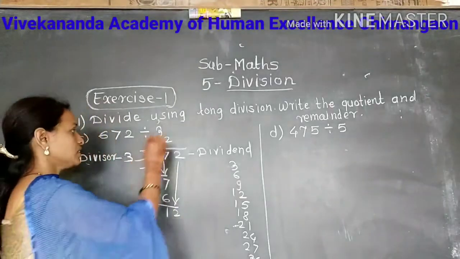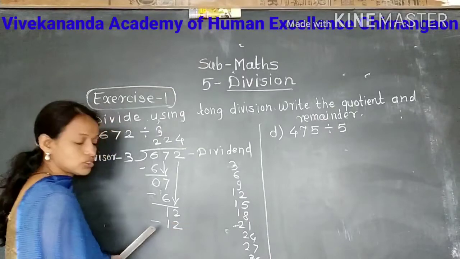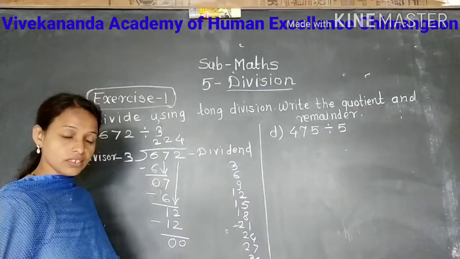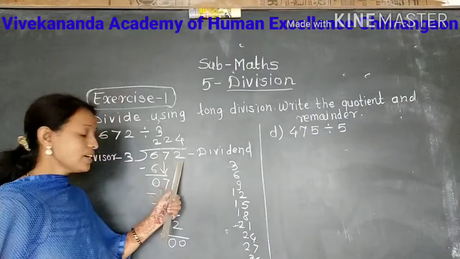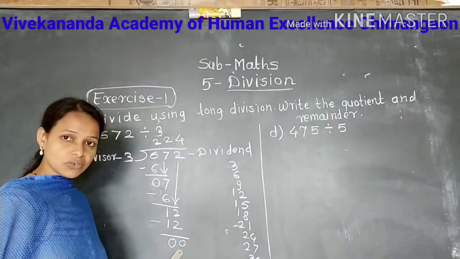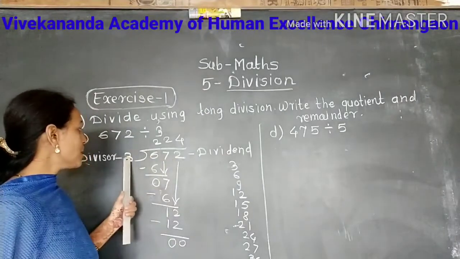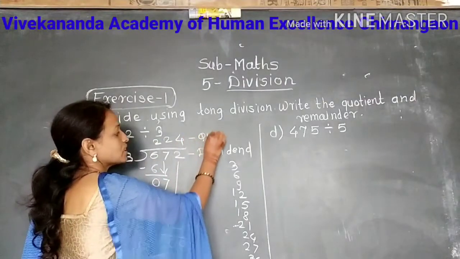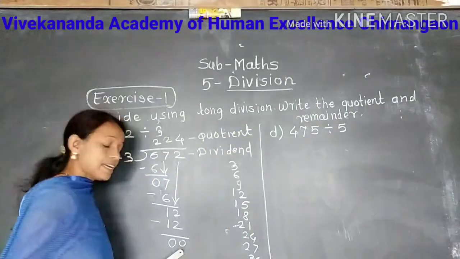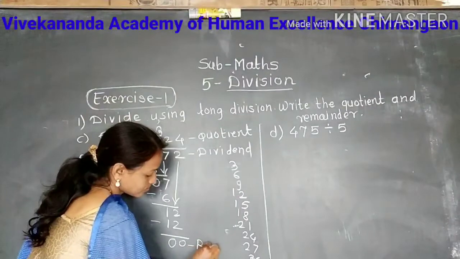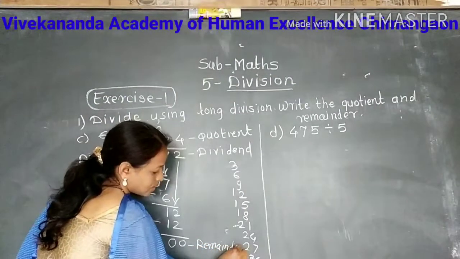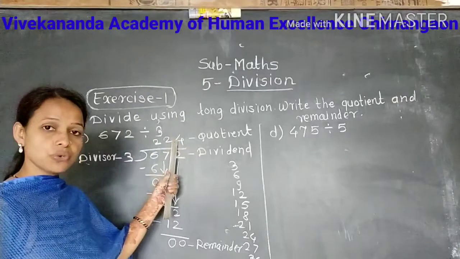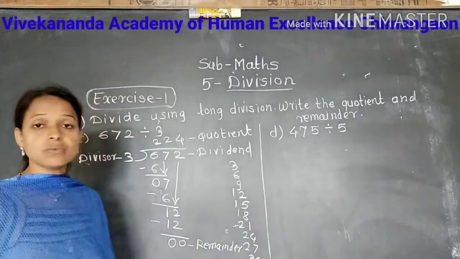3 fours are 12. 2 minus 2 is 0, 1 minus 1 is 0. Now all the digits have been divided and the leftover number is 0. So here we divide 672 by 3 and we get the answer 224. So 224 is the quotient and the leftover number 0 is the remainder. Now we will solve the next example.